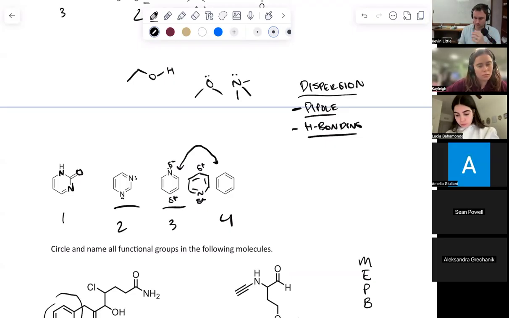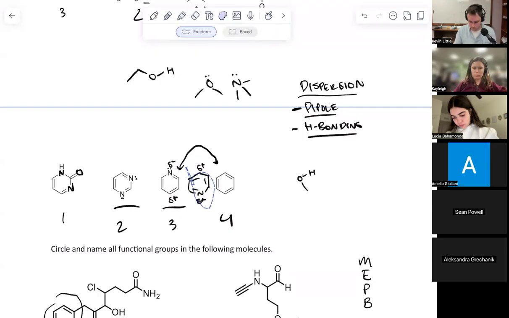Let me draw this. And to clarify, to the right of the pyridine is another molecule. That one is not a pyridine because it doesn't have... Talking about this pyridine? Yes. It is a pyridine. It's just upside down. The nitrogen's on the bottom.